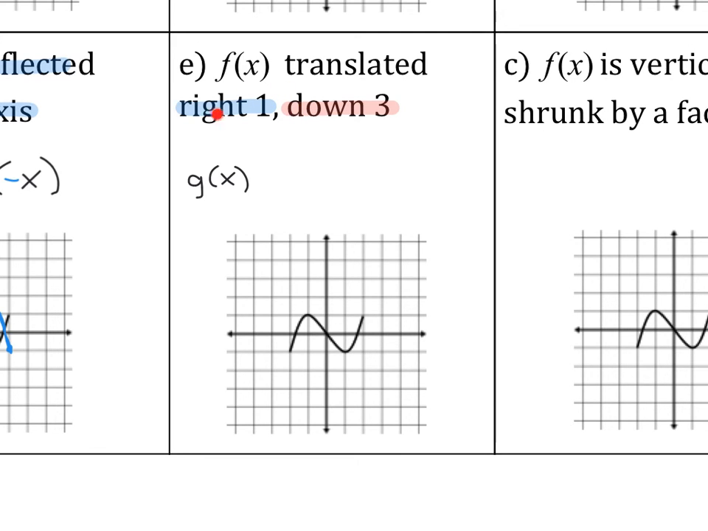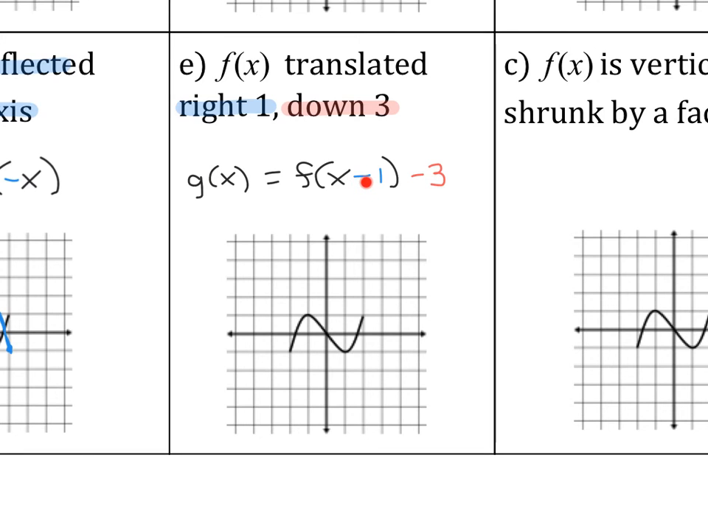So the first one is right 1. So since this is horizontal, we need to make sure we group this with our x. So we'd say f of x. And remember, to go to the right one, we're actually going to subtract 1 from x. Now, down 3 is vertical, so we're going to add or subtract from f of x. We're going to do it on the outside. And to go down 3, we just subtract 3.